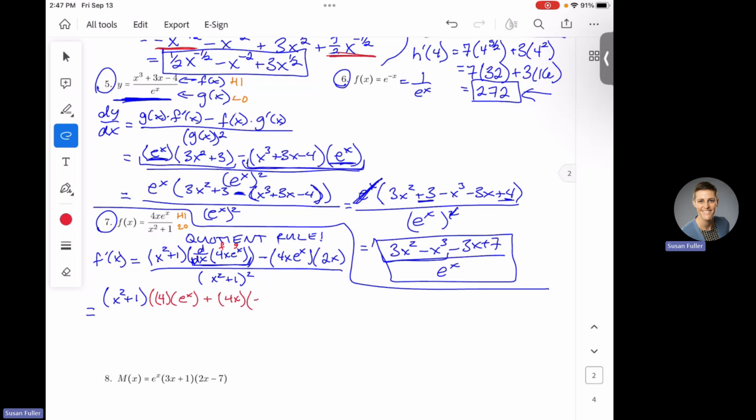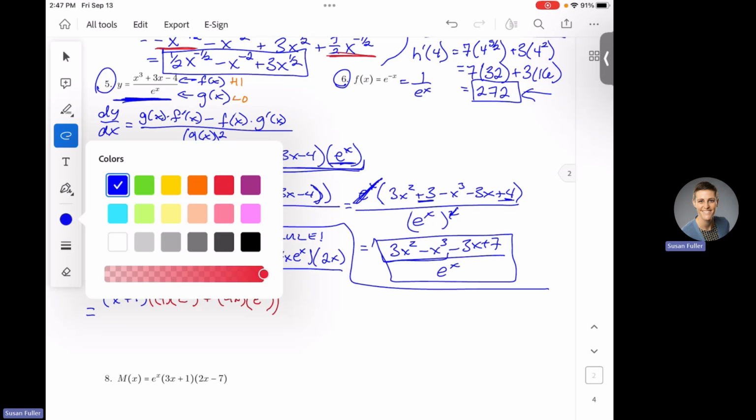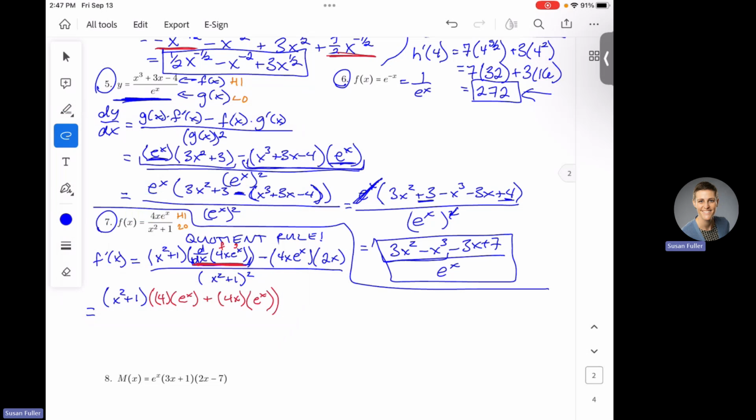The derivative of e to the x is e to the x. And now I have completed the product rule inside this quotient rule right here. If you could have done that immediately when you did D high, you can do this in one step, but it's a lot to keep track of.